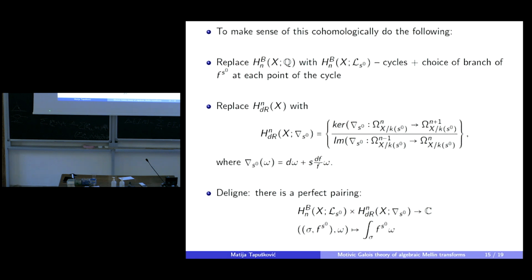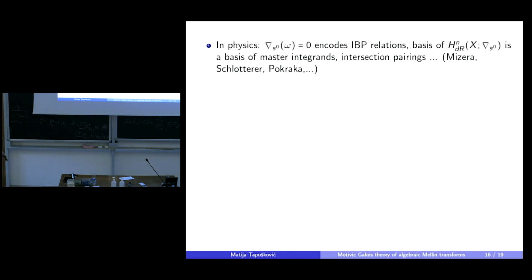Deligne tells us that there is a perfect pairing in this setting, which exactly gives us integrals of this shape that we're interested in. So to sigma and f^s0, by this I mean the choice of branch at each point of sigma, and omega, we associate this integral. And it's a perfect pairing. Lovely. In physics, this has been used and lots of people seem interested in this. For example, nabla s0 omega equals 0 encodes IBP relations.